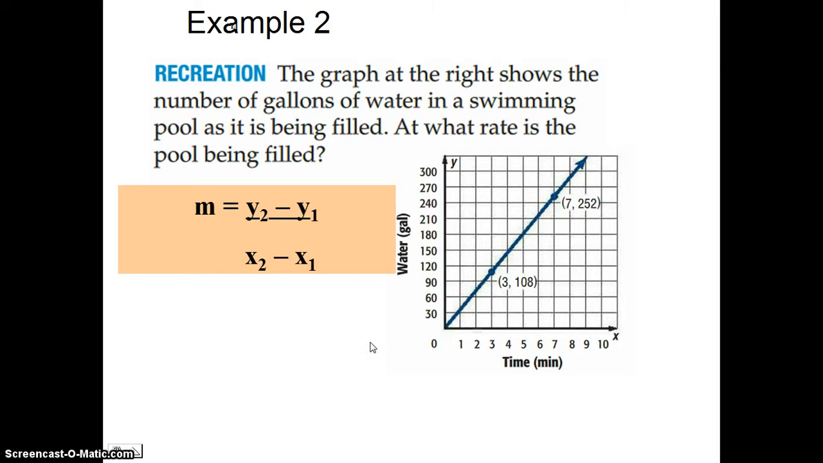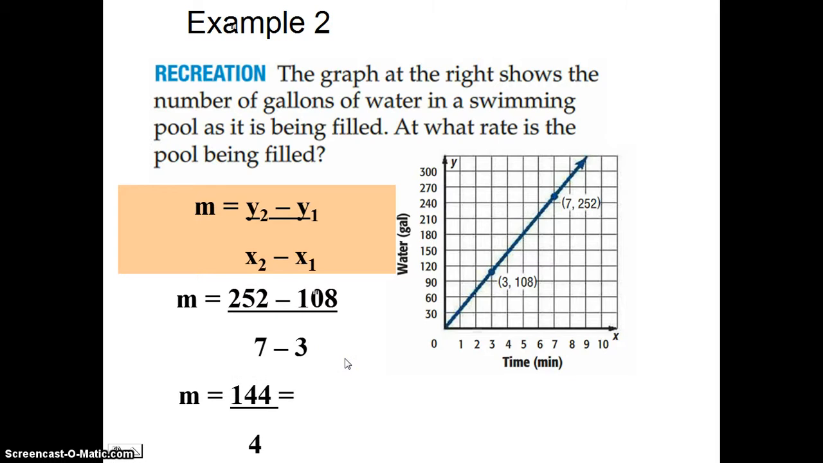So let's use the slope formula, or rate of change, the change in y over the change in x. So we have our y values, 252 minus 108, over the corresponding x values. So 252 is paired with 7, 108 is paired with 3. You do not want to mix those up when you substitute into your slope equation incorrectly. And we simplify this, we get 144 over 4, and that comes out to 36. And that is the rate of change.